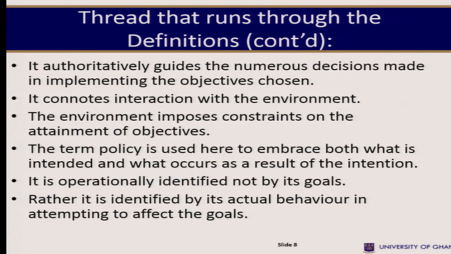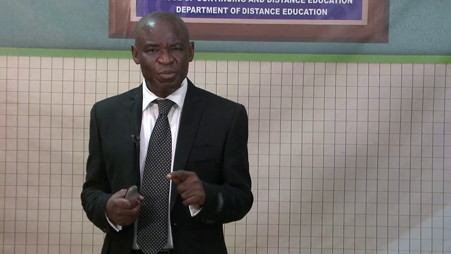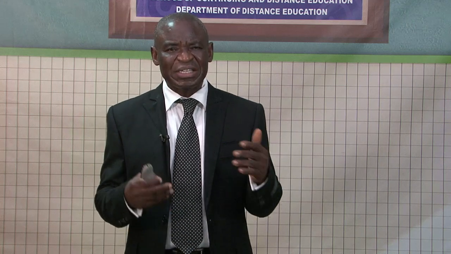Then the environment imposes constraints on the attainment of objectives because of the items that are there, that is the constraints there. The term policy is used here to embrace both what is intended and what occurs as a result of the intention. Now what it means is that public policy will give us outcomes. Some of these outcomes will be what we intended to have, but some of them will be things we didn't intend, but it has come with a policy.